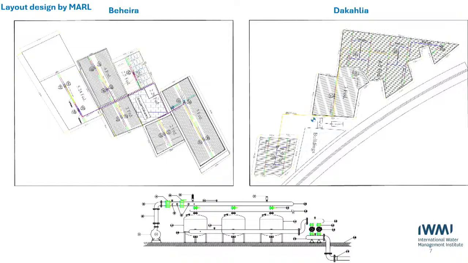So this is the layout design that was produced by the Ministry of Agriculture, and our role is to check on all spare parts in terms of maintenance, also the branding of the material, the cost for the farmer, and we check everything, including the filtration system.